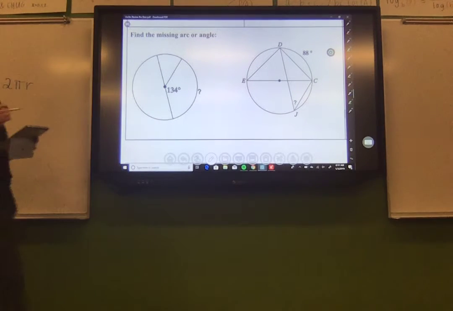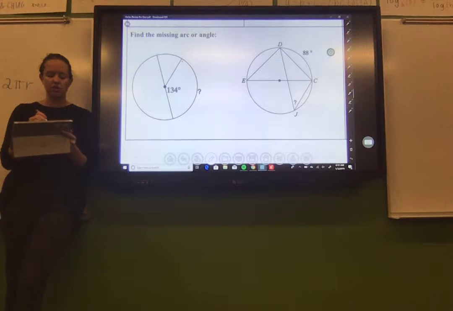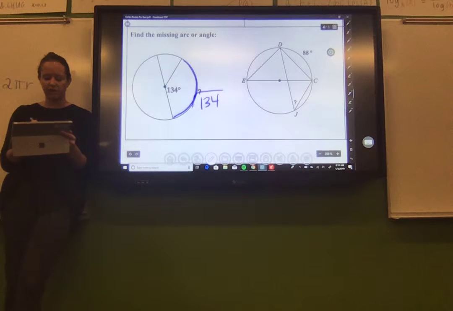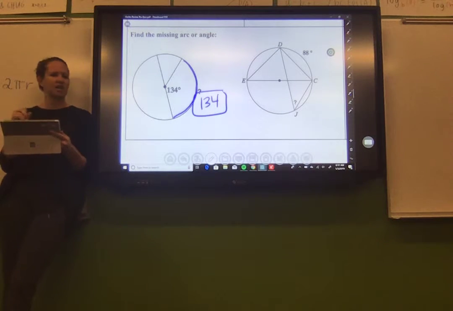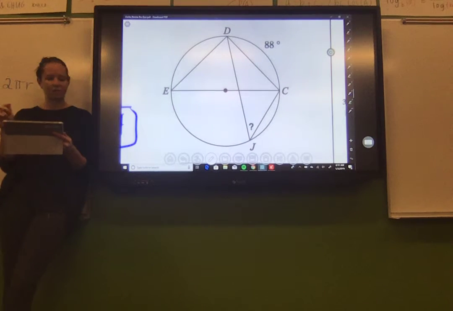Give me the answer. If this is 134, can you find the degree of this one right here? 134. Also 134. Good job. Give yourself a check mark if you got 134 here. You crushed it. This one's a little more scary. There's like a lot of lines happening here. It's the same concept. So what do I do?